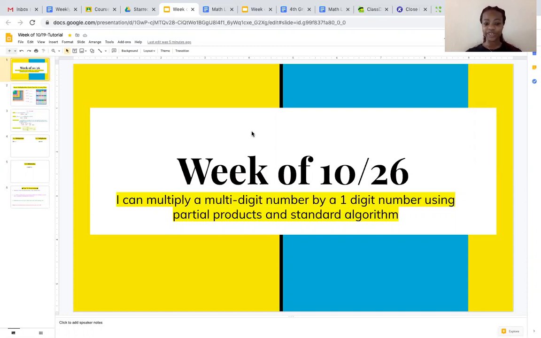This week, we are going to be multiplying multi-digit numbers by one-digit numbers using partial products and the standard algorithm. So multi means more than one, so we'll be multiplying 2-digit, 3-digit, 4-digit, maybe even 5-digit numbers by 1-digit numbers.